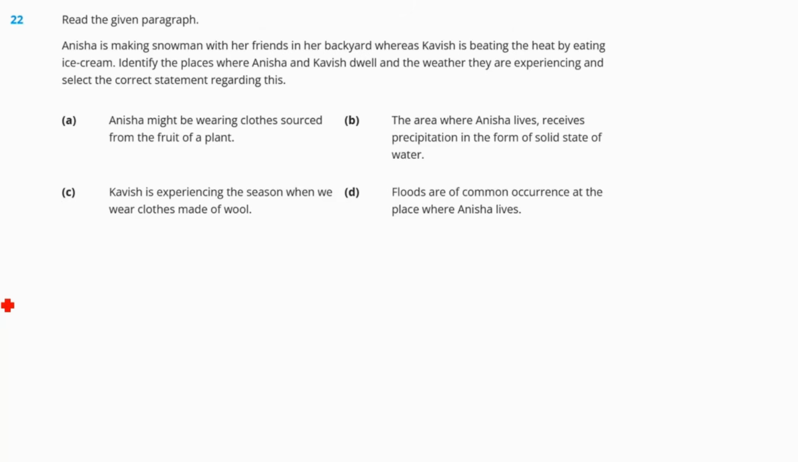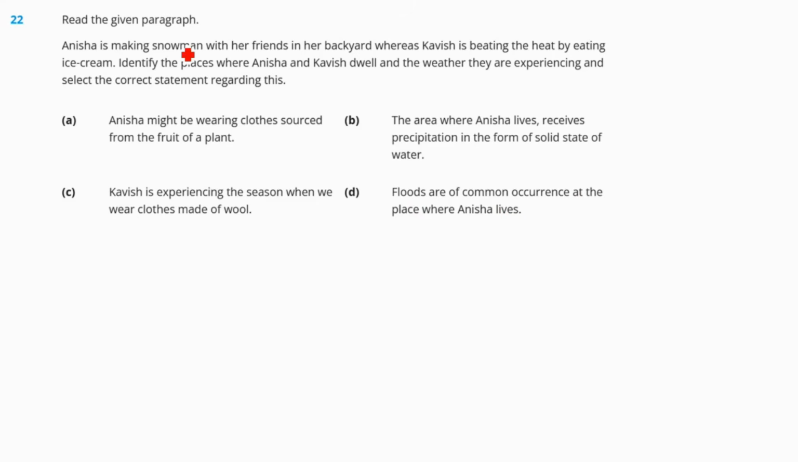Question number 22. Read the given paragraph. Anisha is making a snowman with her friends in her backyard, whereas Kavish is beating the heat by eating ice cream. Identify the place where Anisha and Kavish dwell and the weather they are experiencing, and select the correct statement regarding this. Anisha might be wearing clothes sourced from the fruit of a plant. The area where Anisha lives receives precipitation in the form of the solid state of water. Kavish is experiencing the season as we wear clothes made of wool. Floods are of common occurrence at the place where Anisha lives.